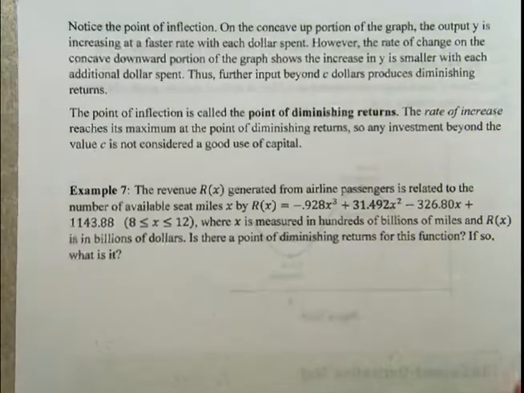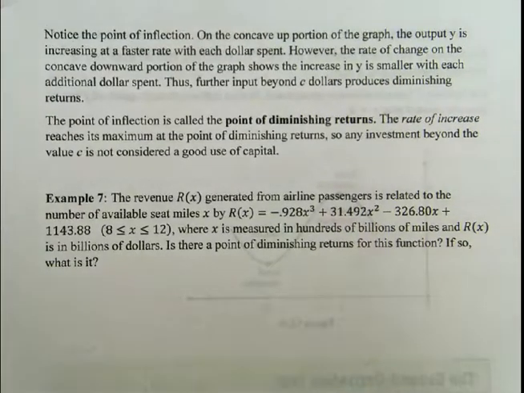So notice the point of inflection on that. On the concave up portion of the graph, the output y is increasing at a faster rate with each dollar spent. However, the rate of change on the concave downward portion shows the increase in y is smaller with each additional dollar spent. So further input beyond C dollars, whatever that is, produces diminishing returns. So that point of inflection is called the point of diminishing returns. The rate of increase reaches its maximum at the point of diminishing returns. So any investment beyond the value C is not considered good use of capital.